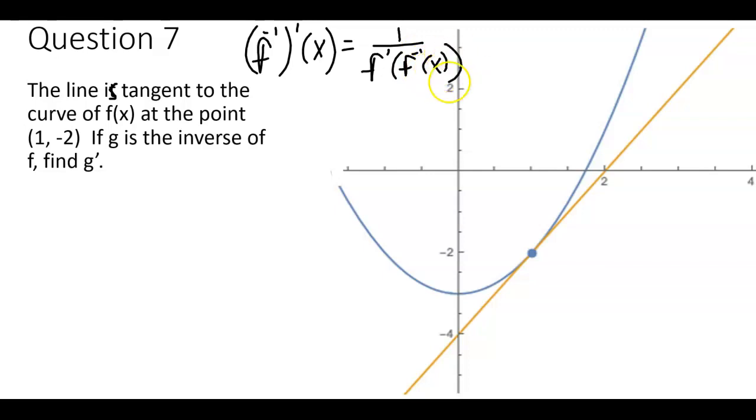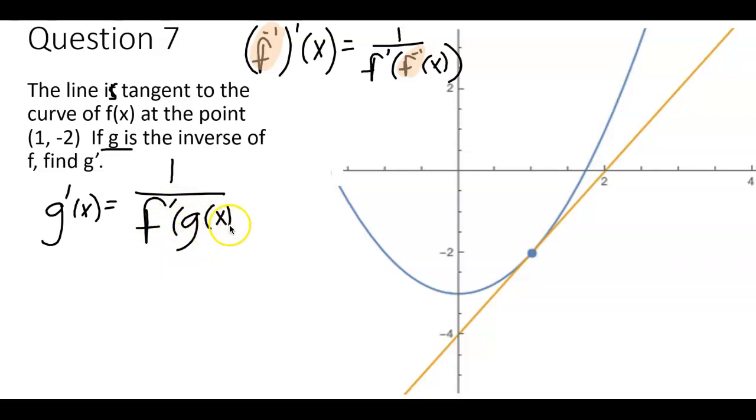And that's the formula I'm going to use. But they want us to use g instead of f inverse. So that just means that we're going to have to change our letters a little bit. So everywhere that you see an f inverse in this formula, like here and here, we're going to be replacing those with the letter g, because that's what they want to call the inverse in that case. So we have g prime of x, which is what we're looking for, is equal to 1 over f prime of g of x.